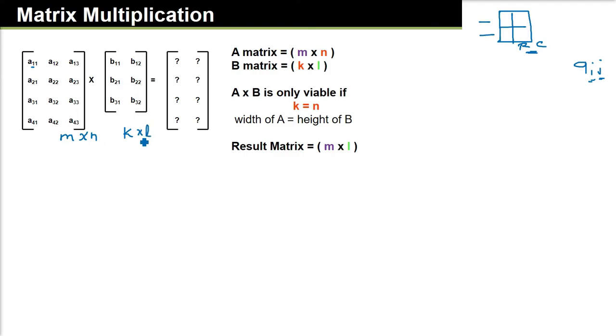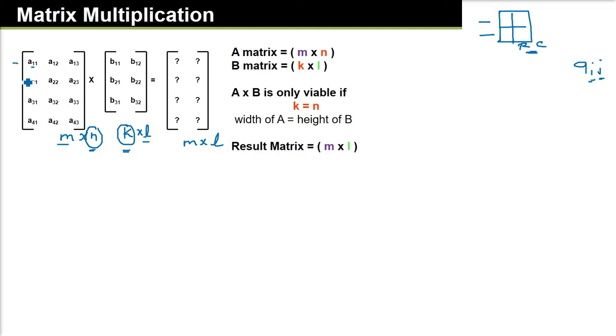What does it mean? Multiplication is possible only when N is equal to K, when the column of the first matrix equals the row of the second matrix. N has to be equal to K, then only matrix multiplication is possible. And the result will have how many rows and columns? M into L, the row of the first matrix and the column of the second matrix.